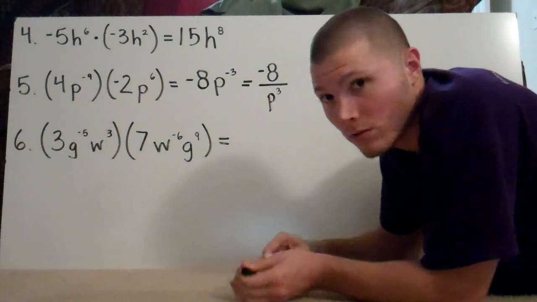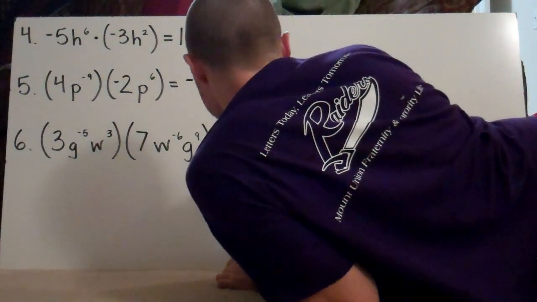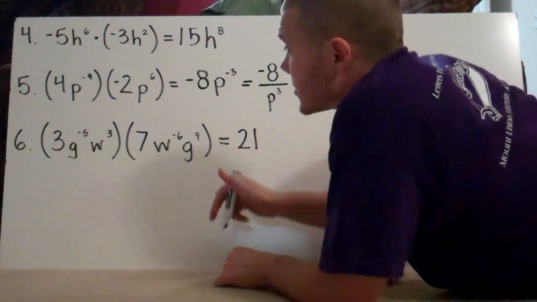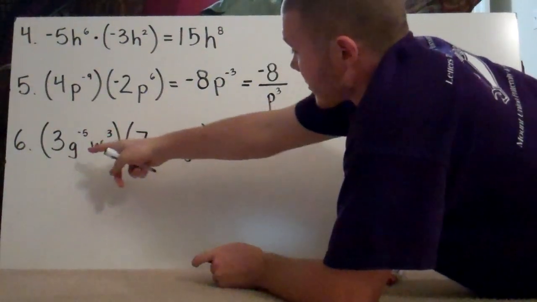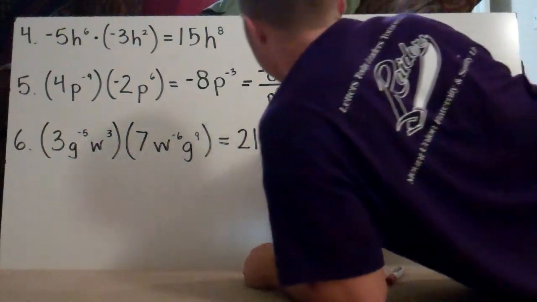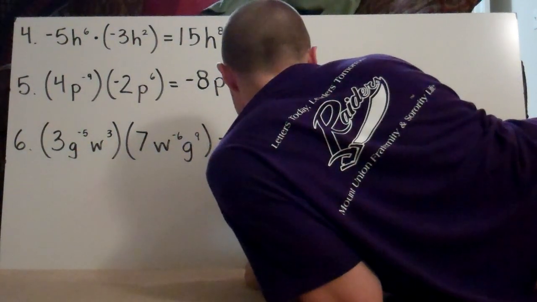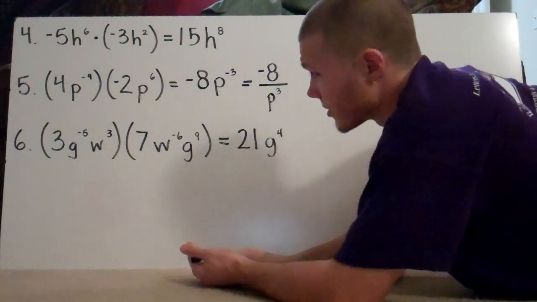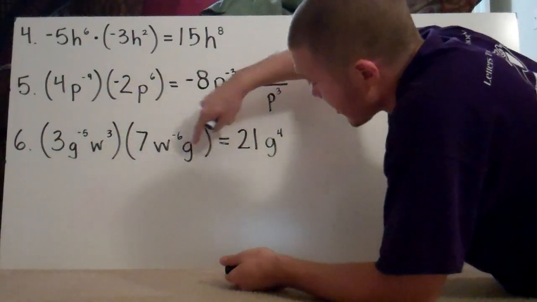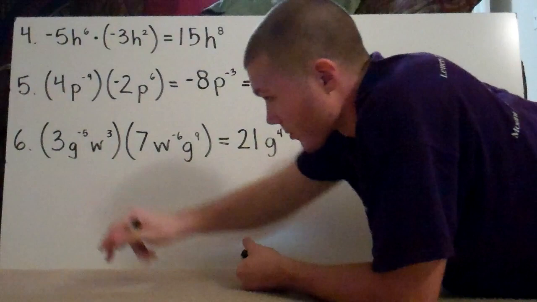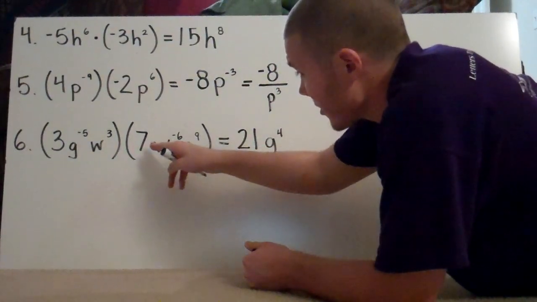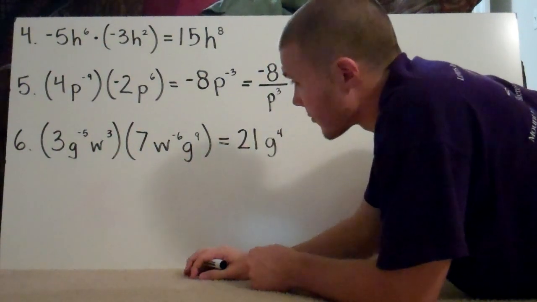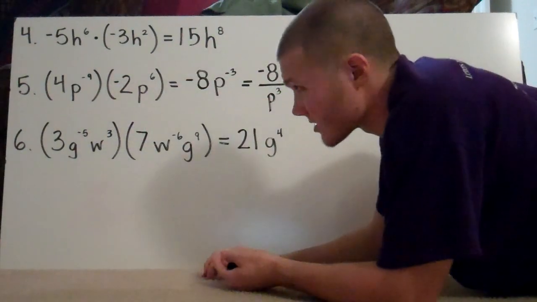3 times 7 is 21. So I get 21. I've got g to the negative 5th and g to the 9th. Well, if you add those up, negative 5 plus 9, that's going to be 4. So I've got g to the 4th. Then this side I've got w to the 3rd and w to the negative 6. Well, we're multiplying these. Really, you can't see any of the operations, class. So we're multiplying all this together. Every number, every variable. Now the w's, w to the 3rd, w to the negative 6. Well, if you add those up, 3 plus negative 6 is negative 3.